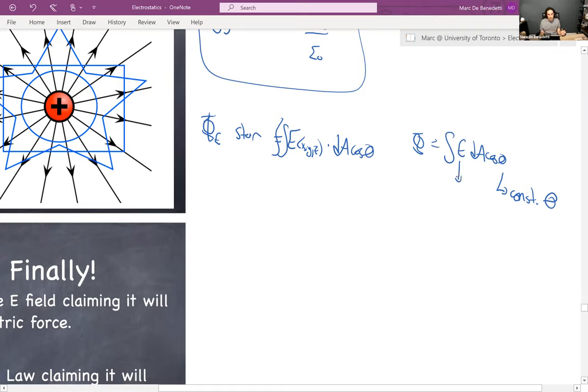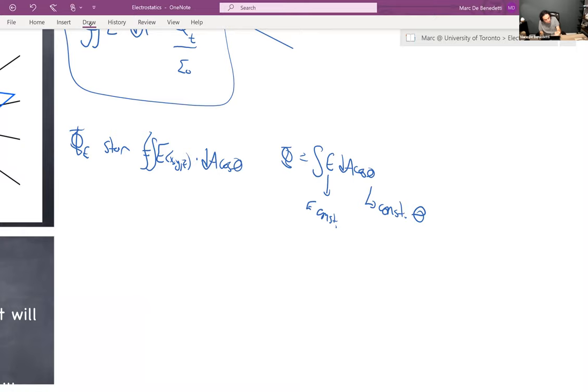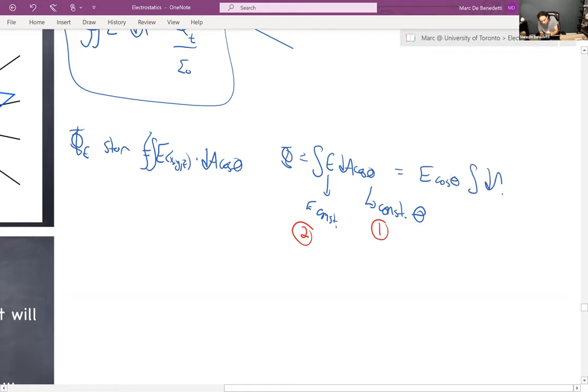E field. Again, if the E field is changing depending where you are along your surface, that's a problem. So if I want to avoid calculus, I just have to pick a surface in such a way that the E field is constant at every location X, Y, Z. Because again, if it's constant, you can factor it out. So this is assumption one. This is assumption two. I told you there were three, so bear with me. Let's assume those two were implemented. So we can factor out E, we can factor out cos theta, and then we get the integral of dA.